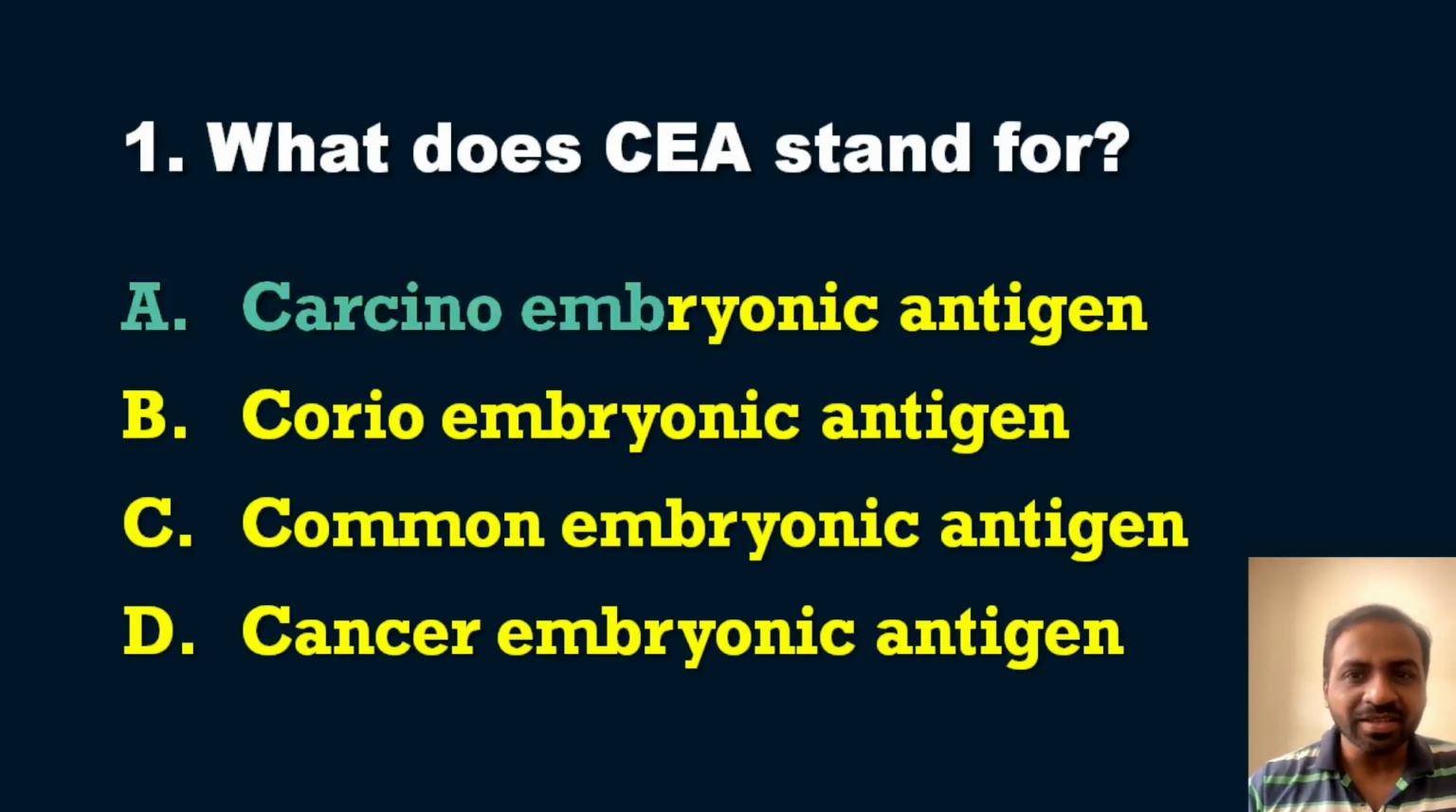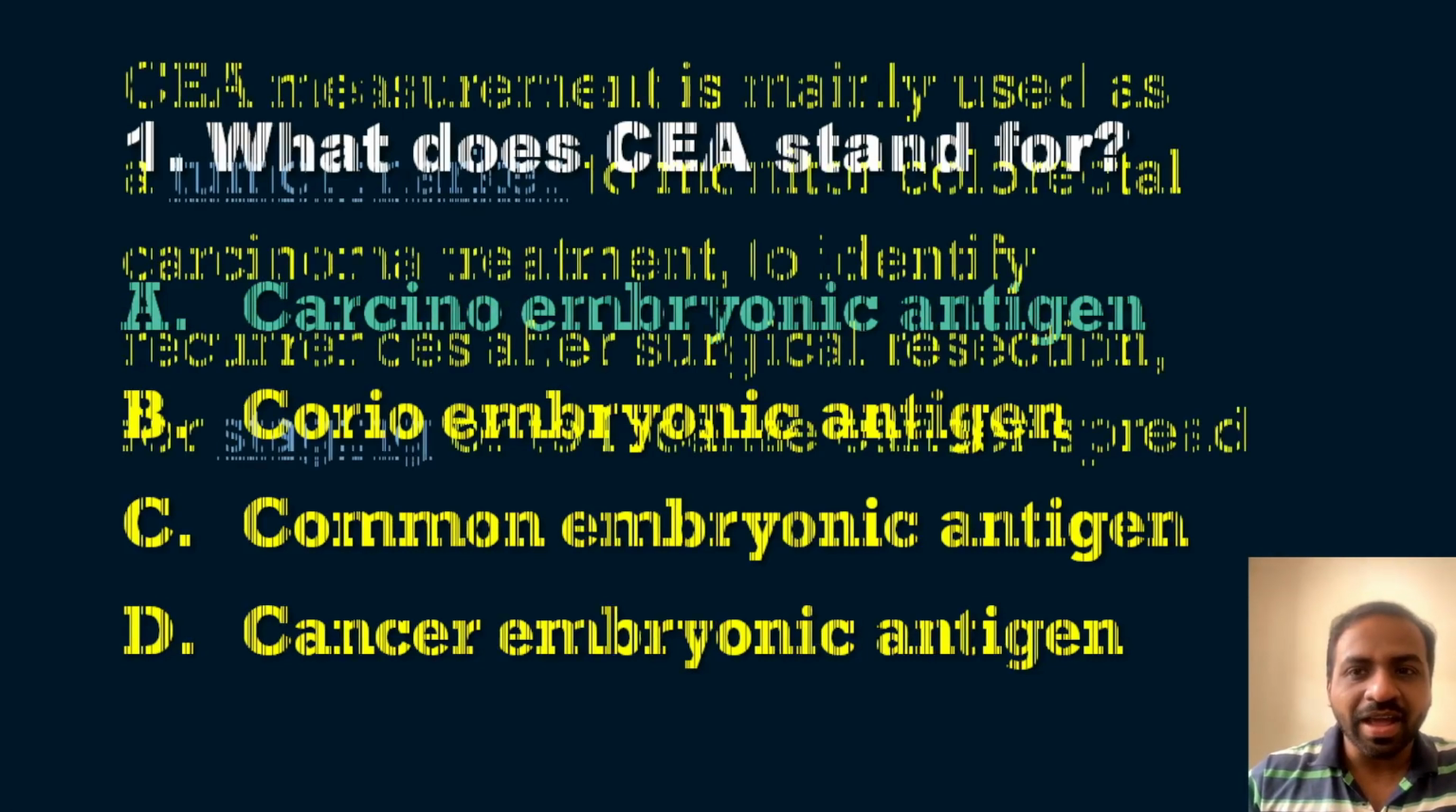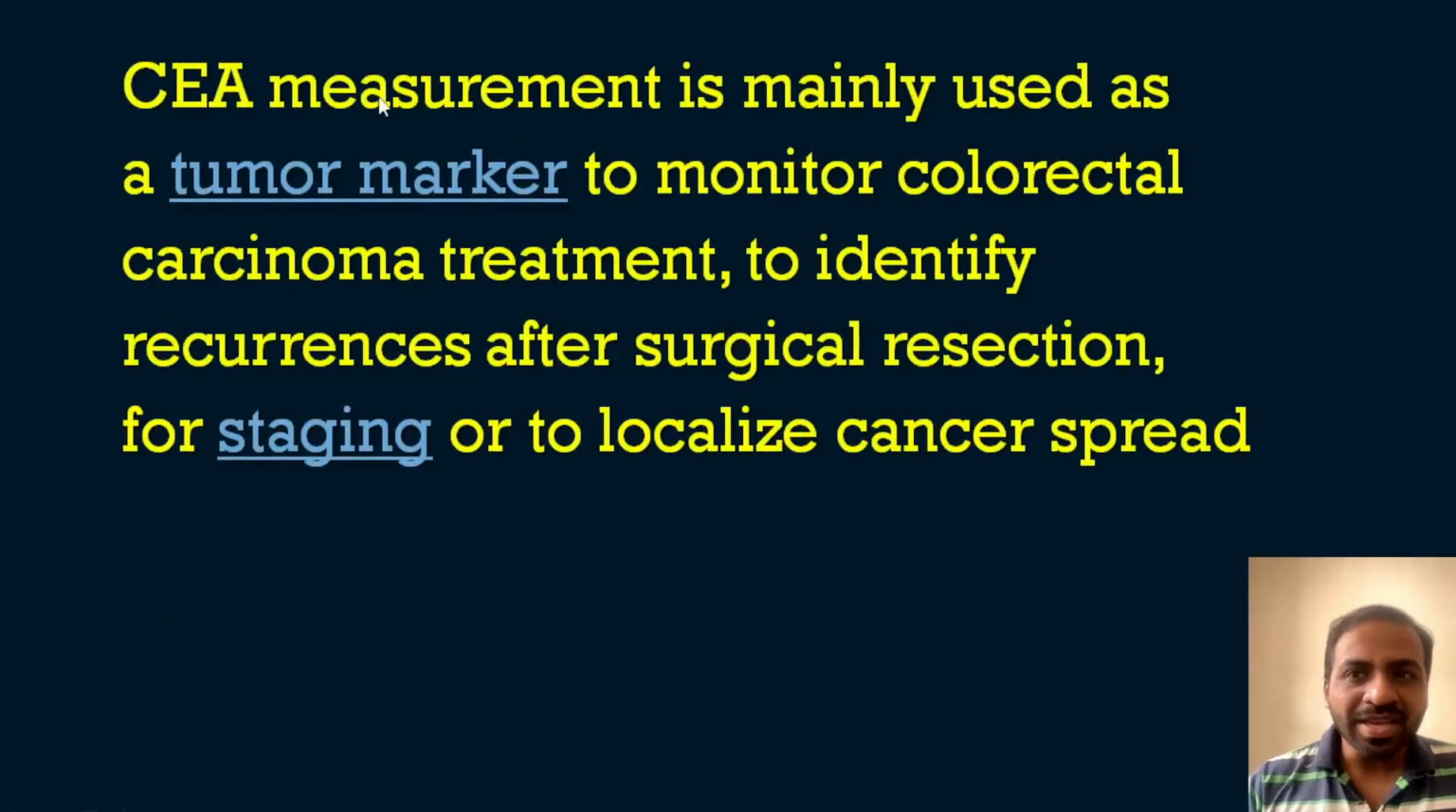The answer is option number A, that is carcinoembryonic antigen. Okay, so what is carcinoembryonic antigen? We will have a look at that. So CEA measurement is mainly used as a tumor marker to monitor colorectal carcinoma treatment. Okay, so CEA is mainly used as a tumor marker.